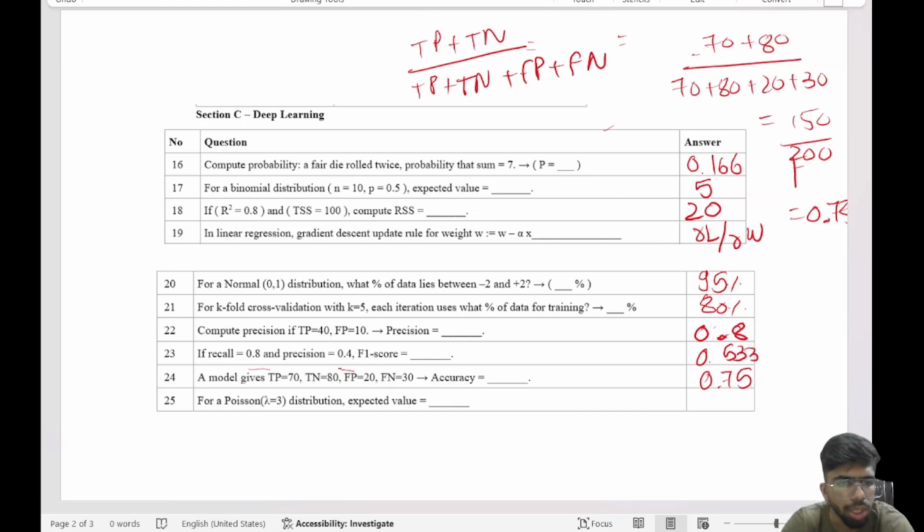For a Poisson distribution with lambda equal to 3, we have to find the expected value. The answer will be 3, because in a Poisson distribution the expected value, or mean, equals lambda. So lambda equal to 3 means the mean equals 3.